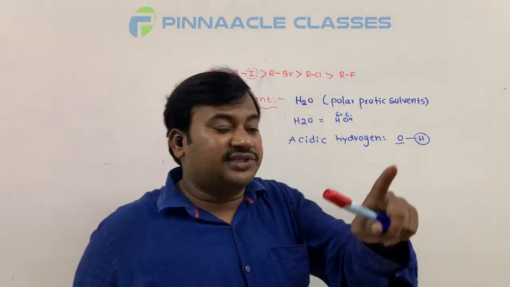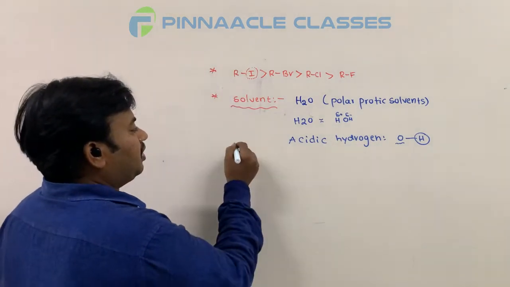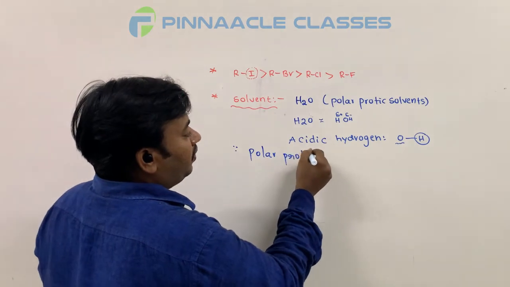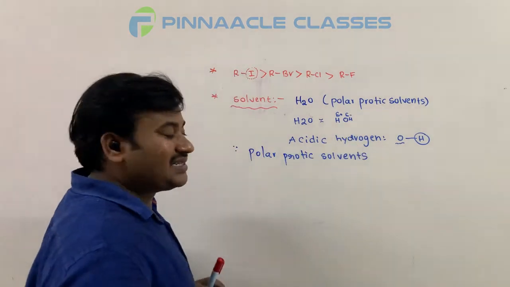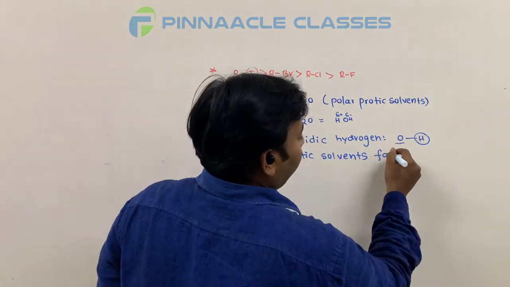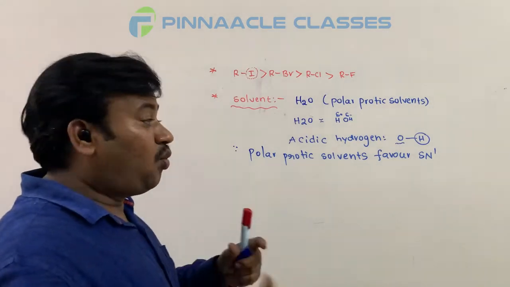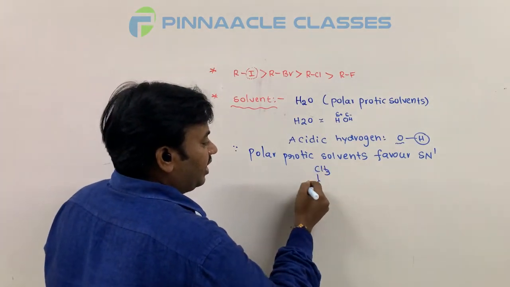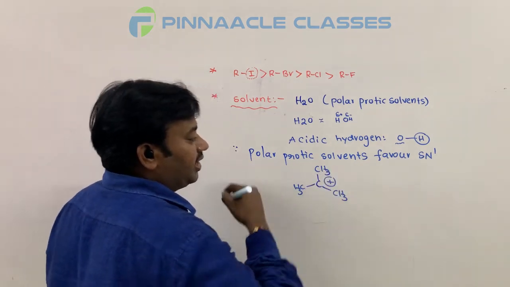Then that solvent is said to be what? Polar protic solvents. Here in the SN1 mechanism, polar protic solvents favor the SN1 mechanism. Sir, why? Because what is the intermediate I am taking here? Tertiary alkyl halide, which breaks to give a tertiary carbocation.